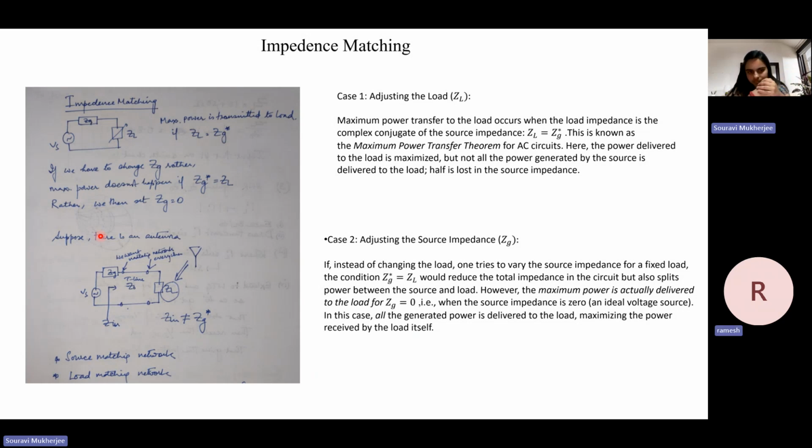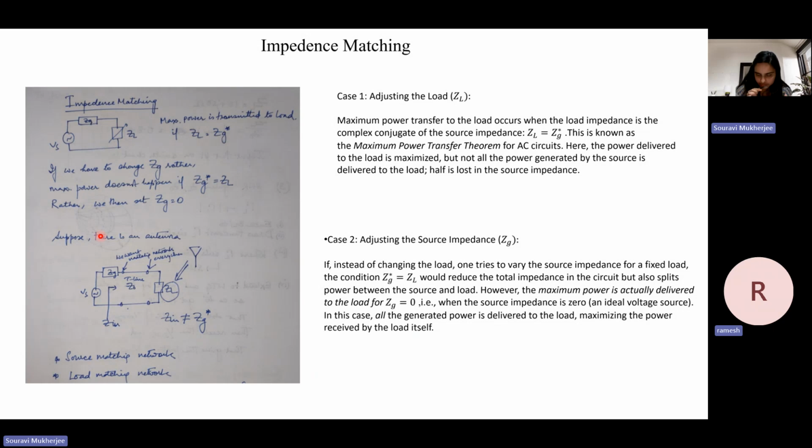But when we are talking about ZG and ZL complex conjugate matching, we are neglecting that Z naught. There is no talk about Z naught. So we don't consider Z naught, or every line is having its own Z naught, right? Yes, for a practical purpose, you will always have some Z naught. Generally, for a good transmission line, it's a real quantity, but it is always there.